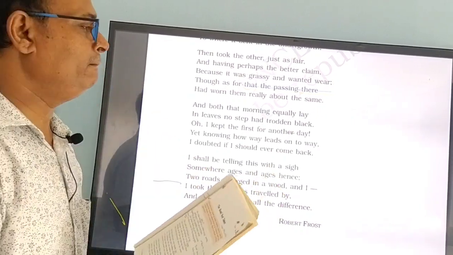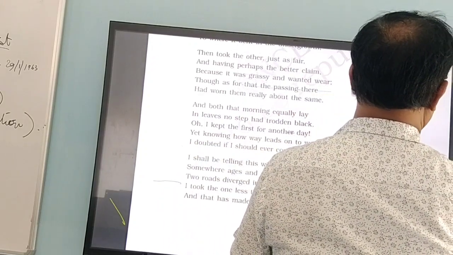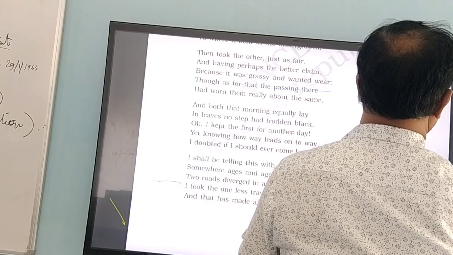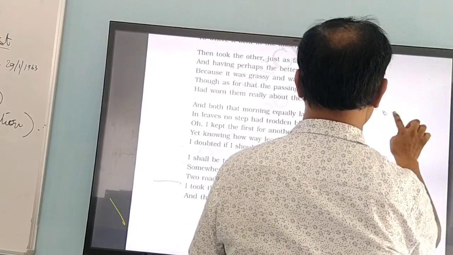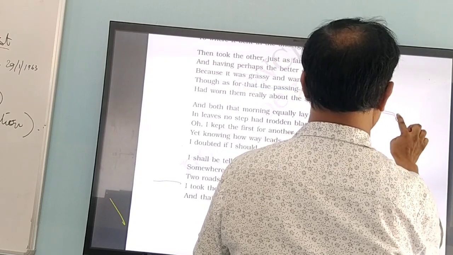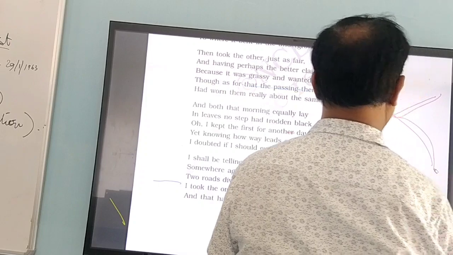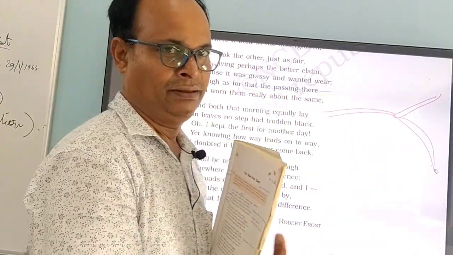Now let us see. So now once again let us see the road. So this is the road. This is the road you will see. So this is the road. Now the first road he has already inspected.